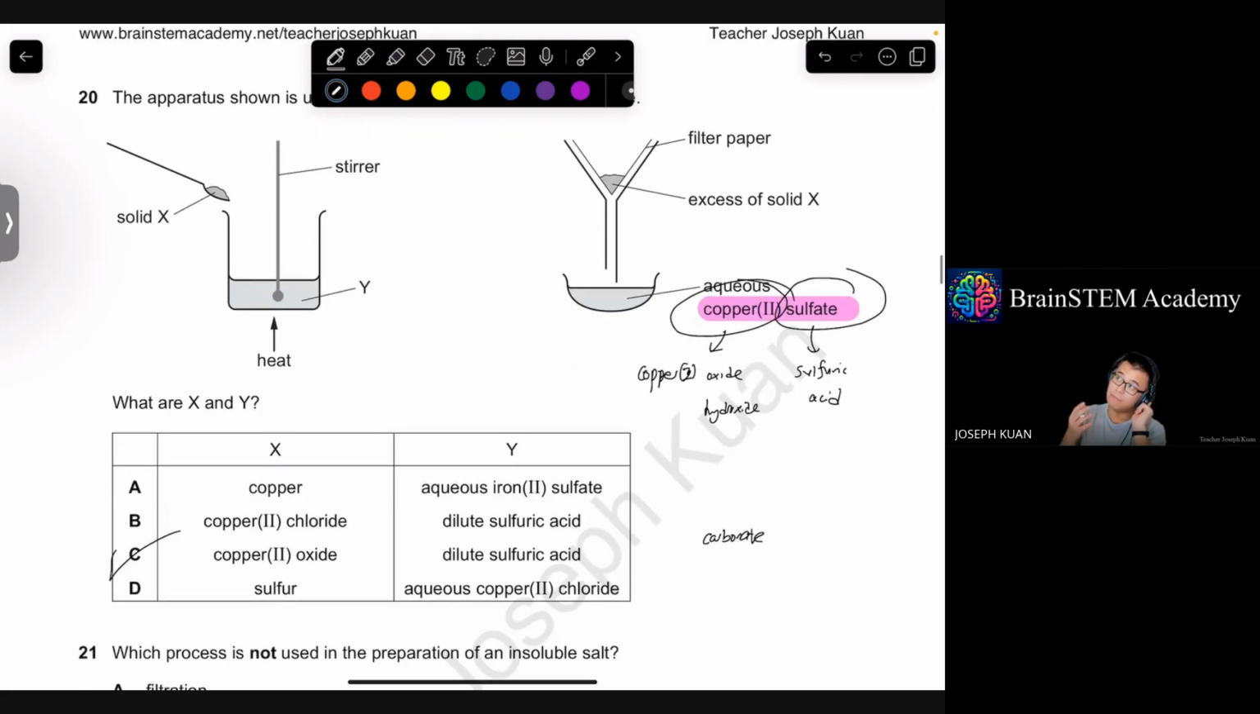Sorry, let me rephrase that better. It's less reactive than hydrogen. It can't displace hydrogen out of the acid solution.